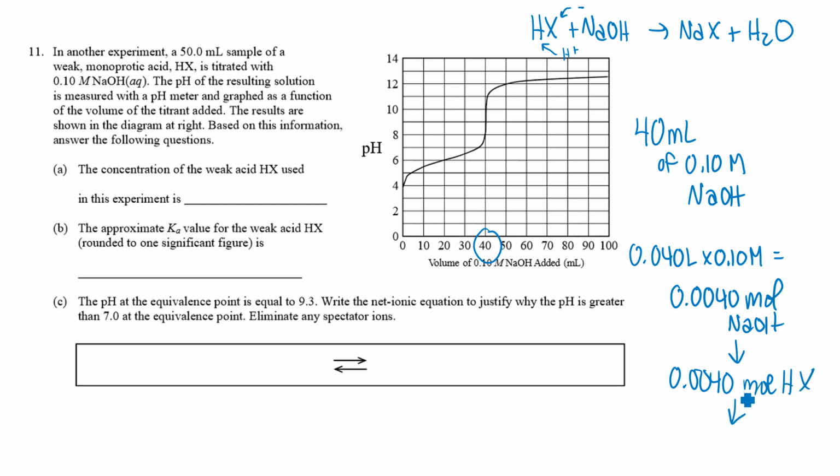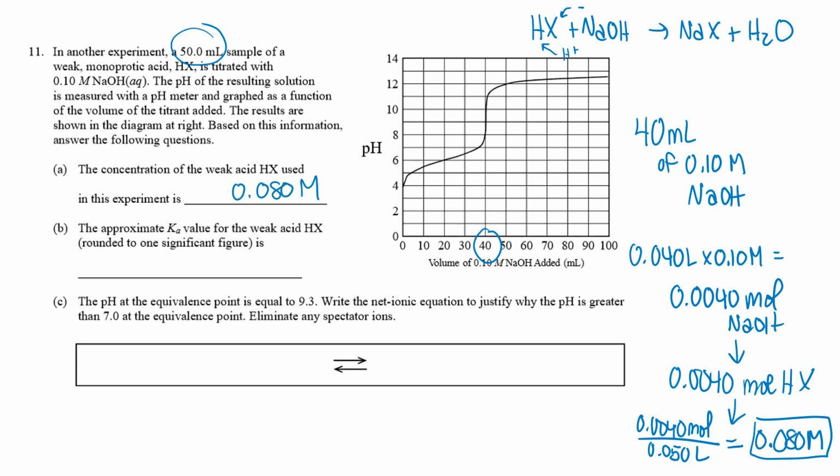And then let's convert that into a molarity. So I had that many moles of acid, and then my volume of acid was 50 mils. So that's 0.05 liters there. So if I take my moles divided by my volume, it gives me molarity. So that ends up being 0.08 molar.